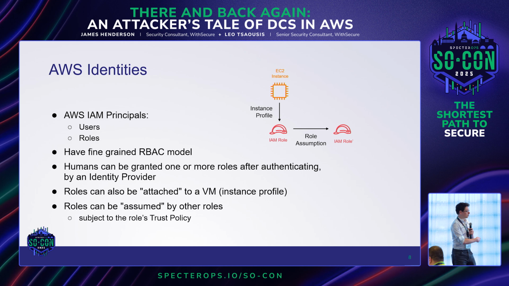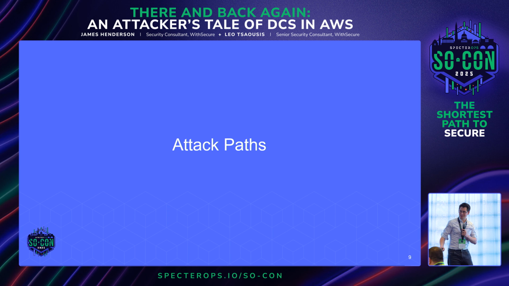And finally, roles can assume other roles, as you'll see there. So if I define a trust relationship from role B to role A, and I as an attacker control role A, I can acquire a set of keys and impersonate role B. And we'll show how that can be used for a bit of lateral movement in Privesk later. So onto the actual attack paths.